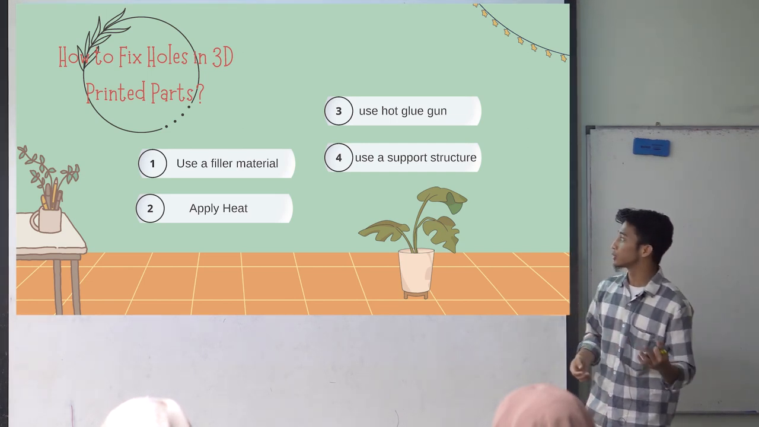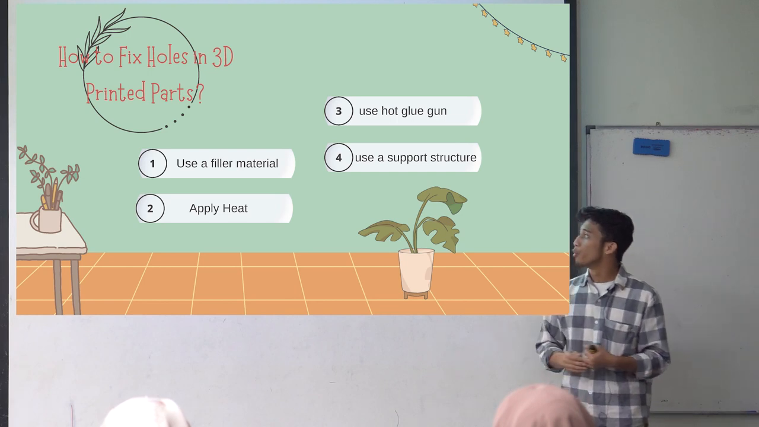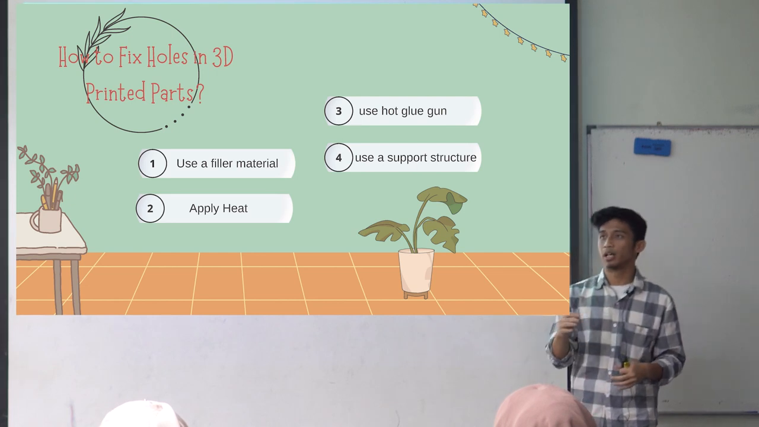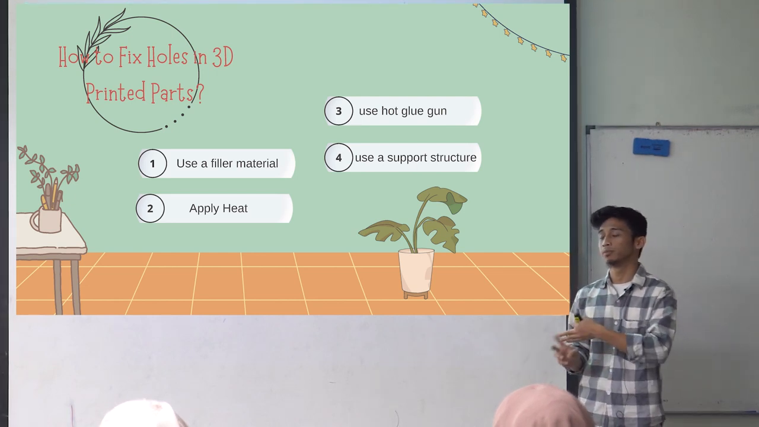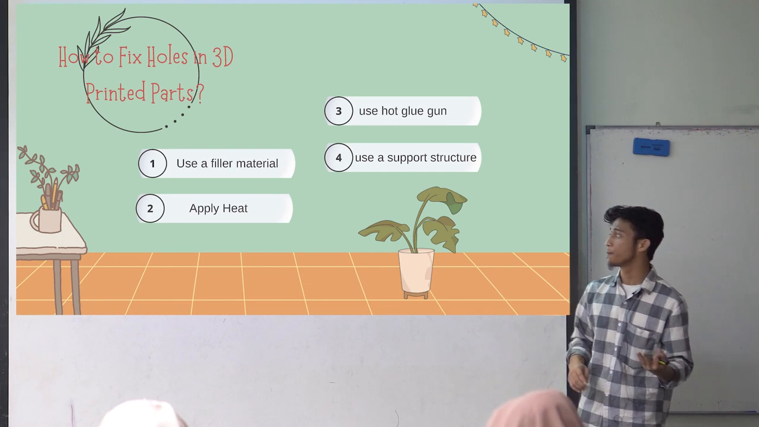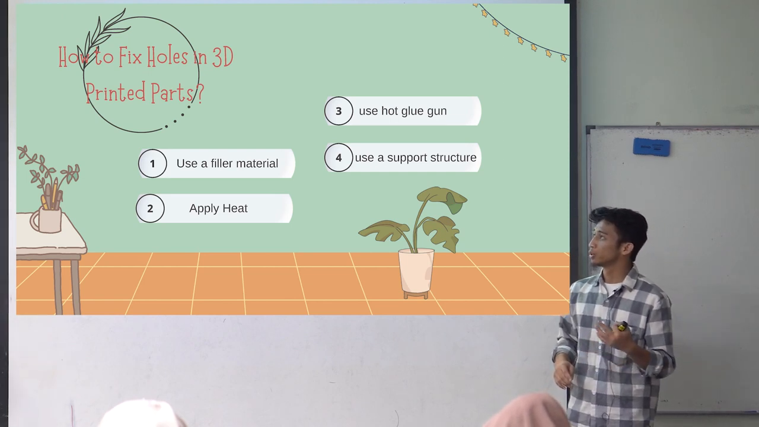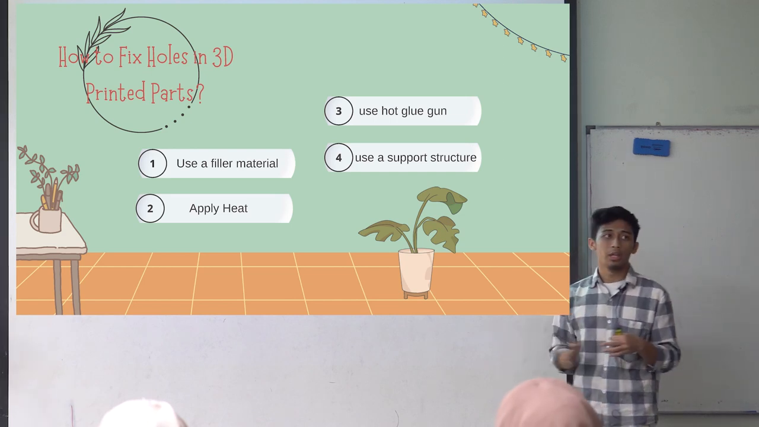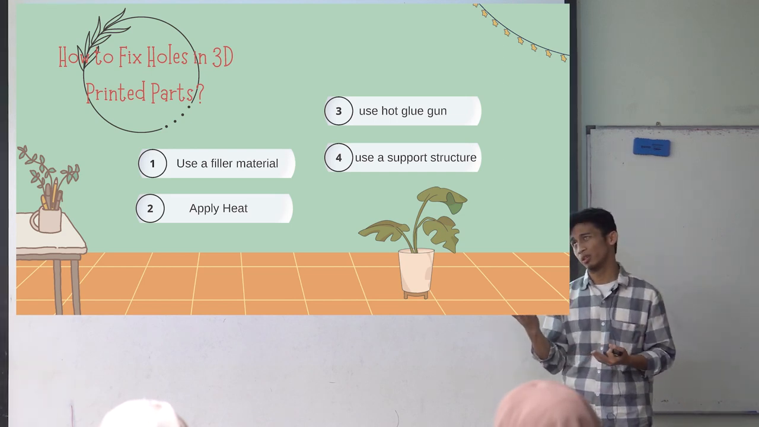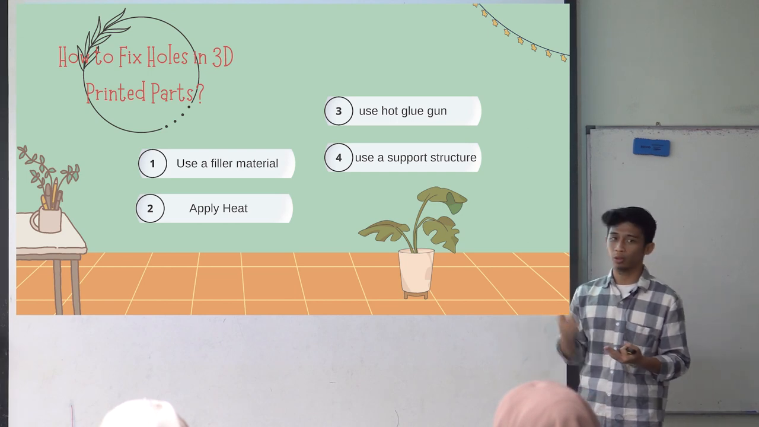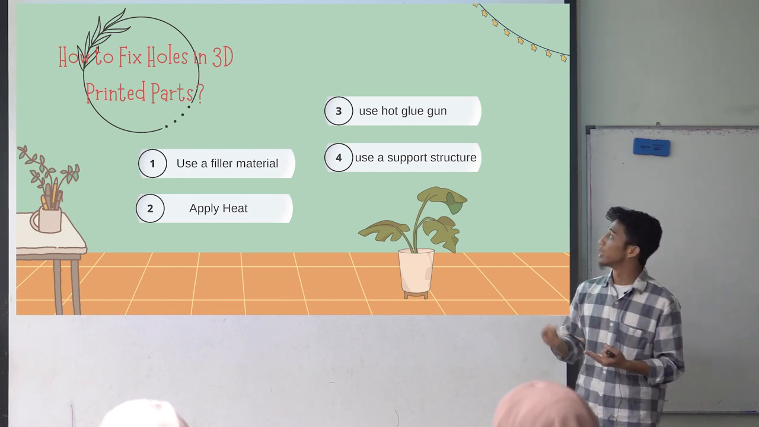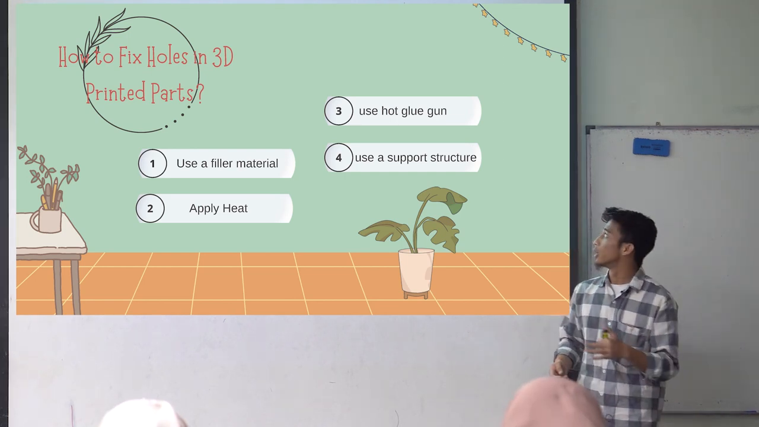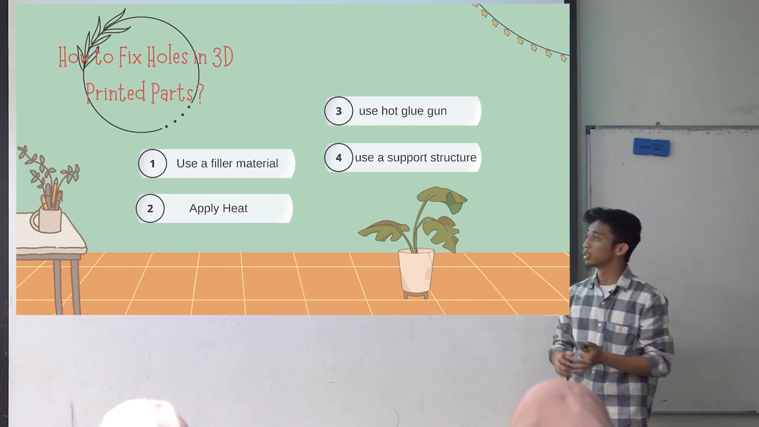And next, we need to apply heat. We apply it to the edge of the cracking to make it smaller and less noticeable. And next, we use the hot glue gun. When the hole is too small, we can use the hot glue to fill the hole and this will dry quickly, right? And it becomes a solid seal.